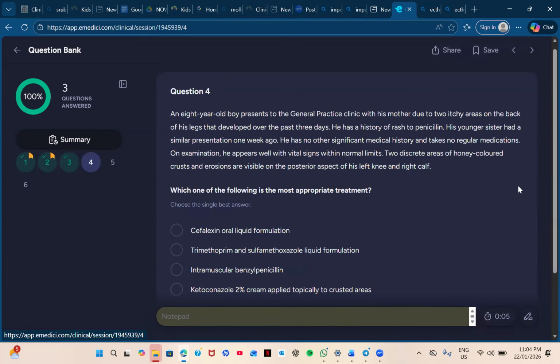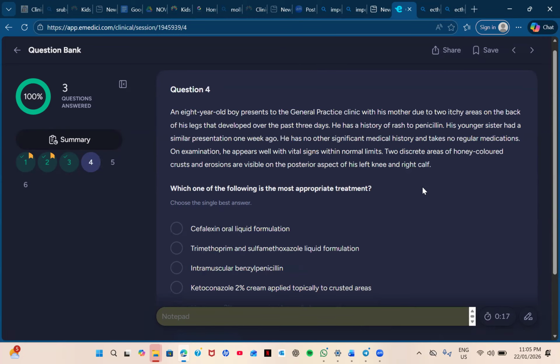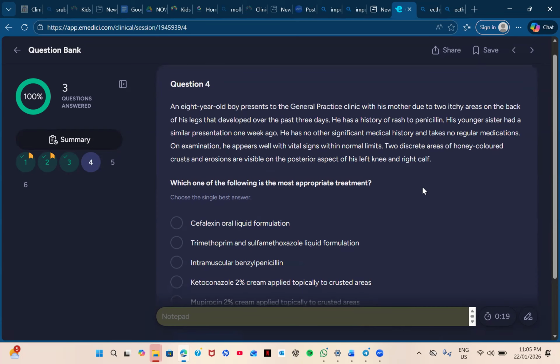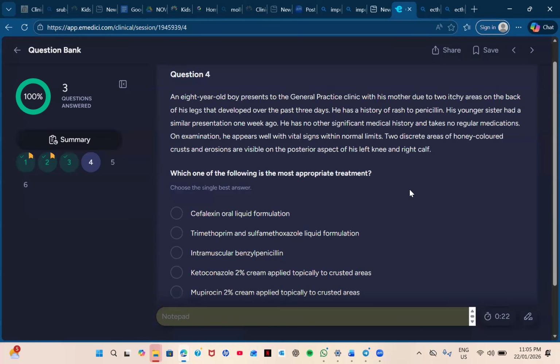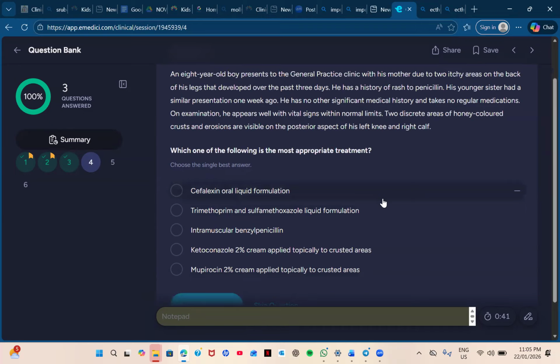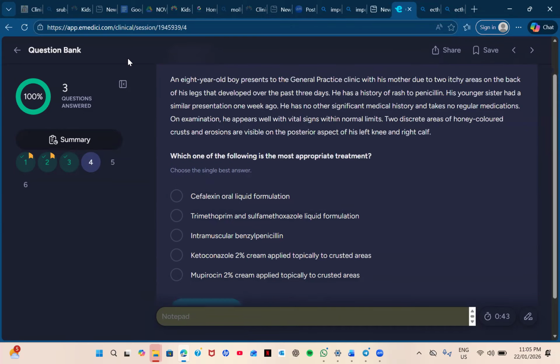Then the next one is an 8-year-old boy who presents to the GP clinic with his mother due to two itchy areas on the back of his leg that developed over the past 3 days. He has a history of rash to penicillin. His younger sister had a similar presentation 1 week ago. He has no other significant medical history and takes no regular medications. On examination, he appears well with vital signs within normal limits. Two discrete areas of honey-colored crusted erosions are visible on the posterior aspect of his left knee and right calf. Which one of the following is the appropriate treatment? So type in the chat.